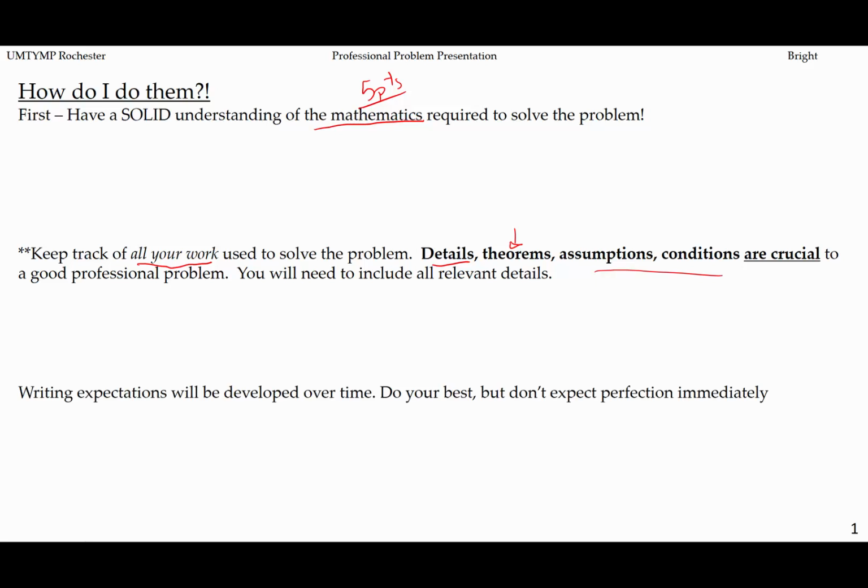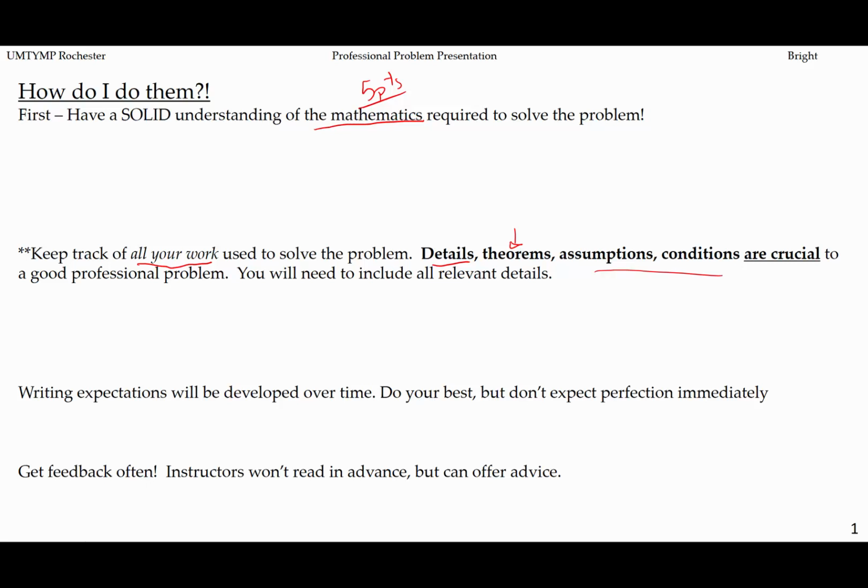Okay, and lastly, I want to reassure you that the writing expectations are going to be developed with time. Okay, so producing that 8 quality right away may not happen, and that is perfectly okay. We're going to get there, it's just going to maybe take some time. Okay, and lastly, I would encourage you to get feedback often.